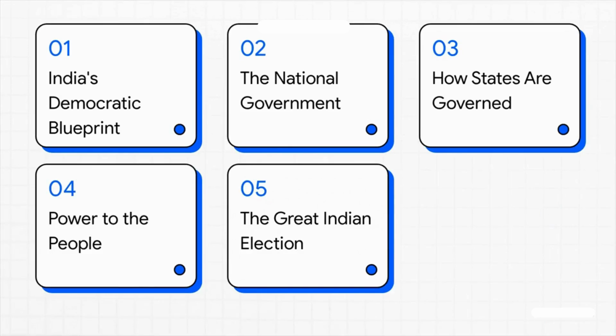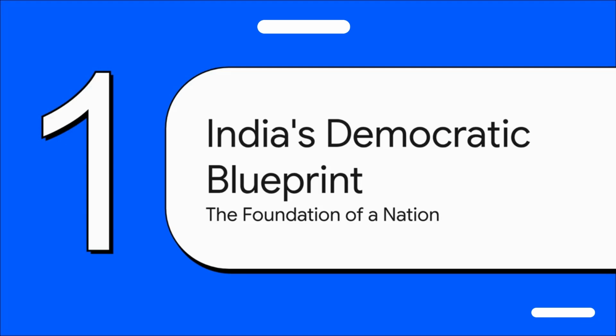Here's our roadmap for this explainer. We'll kick things off with a foundational blueprint, the Constitution itself. Then we'll do this three-tiered zoom in, looking at the national government, then the state level, and finally local governance. And we'll wrap it all up with a look at the engine that powers the whole thing, the great Indian election.